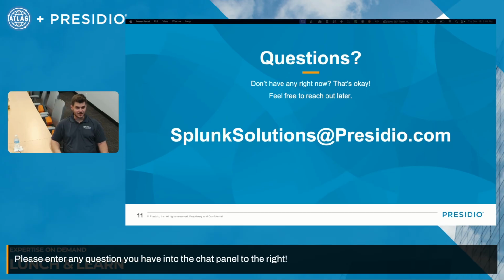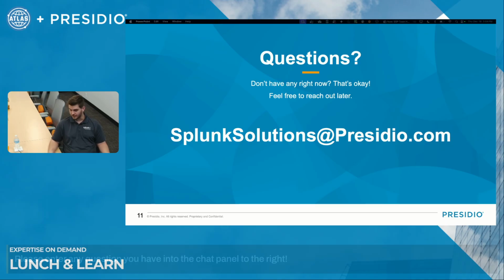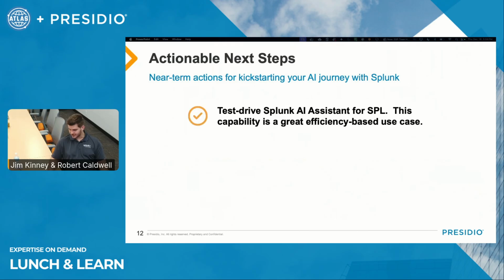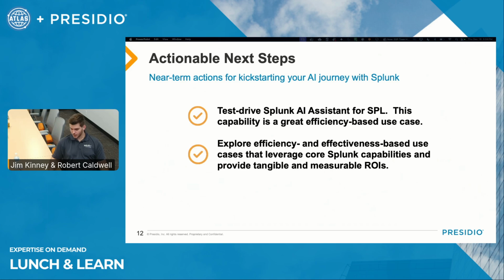And the last thing we wanted to leave off on was some actionable next steps for you guys. So where do we go from here? Well, we suggest you start by taking a test drive of the AI system for SPL and see how it can increase efficiency in your organization. We also implore you to explore the efficiency and effectiveness of AI use cases in core Splunk and provide new ways to get tangible and measurable ROIs within Splunk.